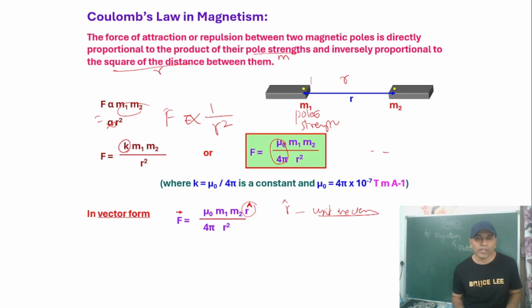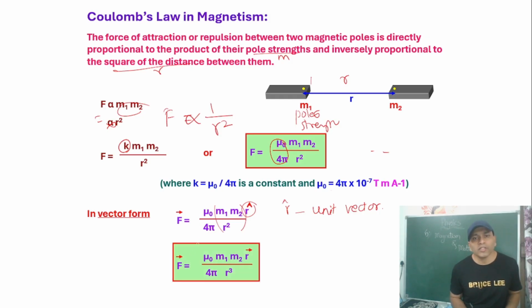It's a unit vector. I should write it properly. So, unit vector R. Here the F bar is equal to mu 0 upon 4 pi, M1 by M2 upon R square, which is mentioned here. So that is the force. Coulomb's law mentions the force of attraction or repulsion, and that is this one.